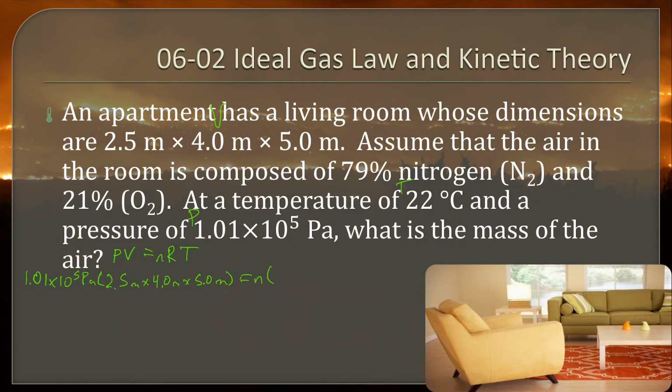Looking for n. R is 8.31 joules per mole Kelvin. And our temperature needs to be in Kelvin, so add 273.15, and so our temperature in Kelvin is 295.15. Divide, and you find that the number of moles is 2060 moles. That's the n.